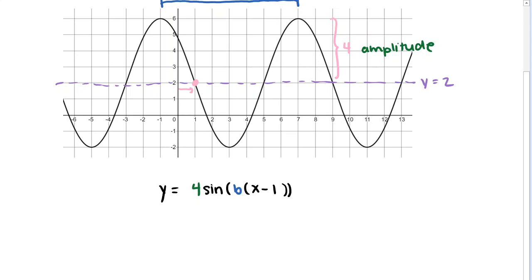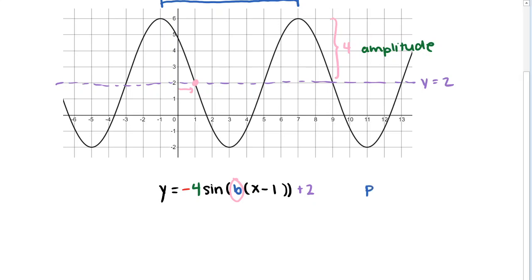And then lastly we have this midline as y is equal to 2, so this is +2. And then lastly, we said that our function for sine goes up and then down and then back up. And so here, because this is going down first, it looks like a reflection of our sine function. So I'm going to include this negative sign outside. And so now the last thing we need to figure out is this coefficient b.